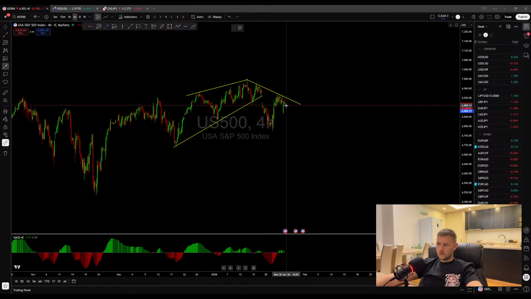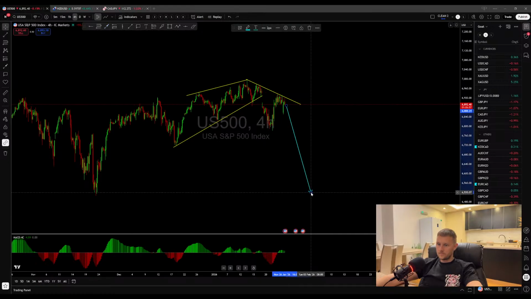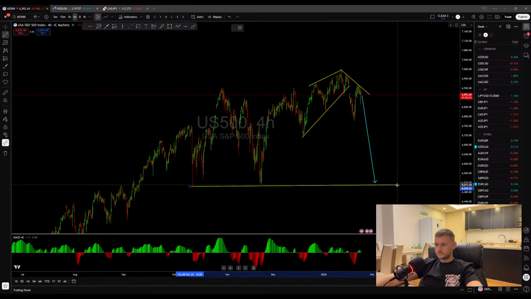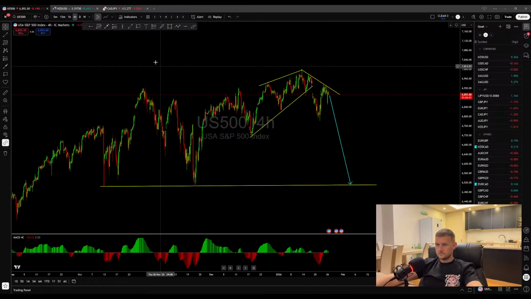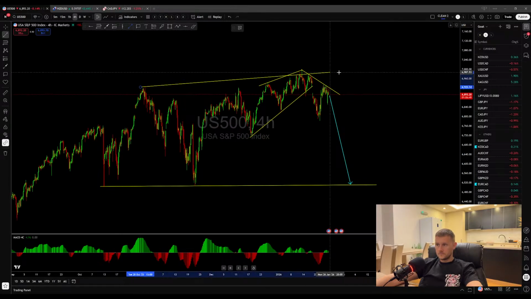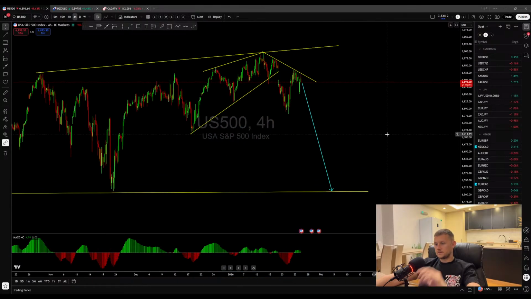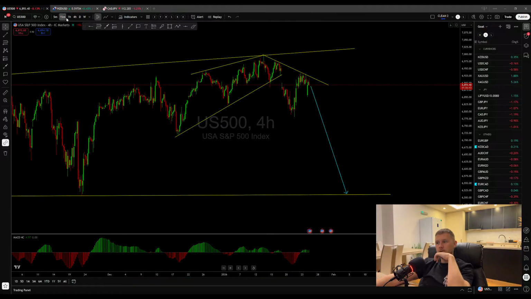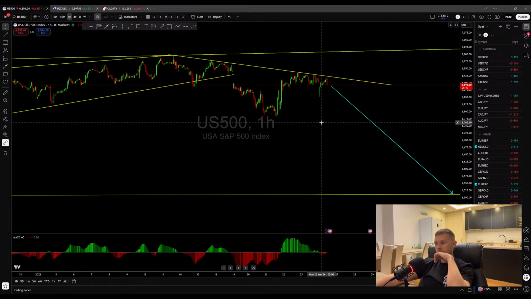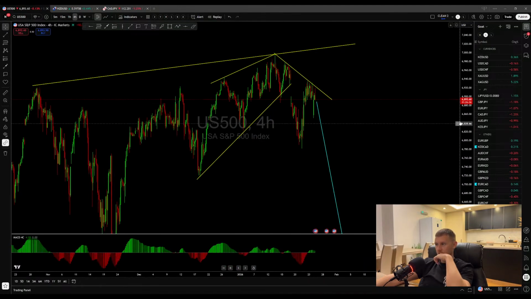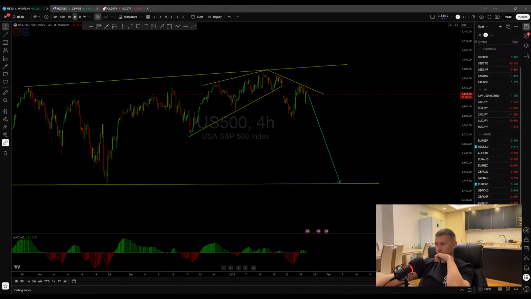So wait for pullback, go. And this could be everything. This is something that's very highly accurate. Just wait for sell stops and you can go for it then. Follow it.